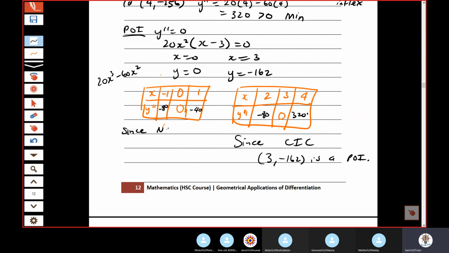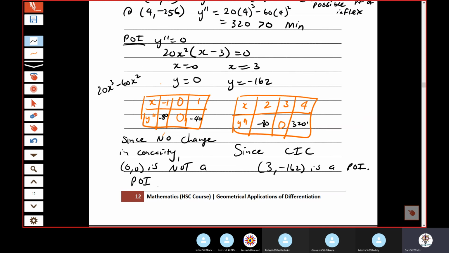Since no change in concavity for this one, 0, 0 is not a point of inflection. So what is it? So that's when you've got to go back up. Since no change in concavity, 0, 0 is not a point of inflection.